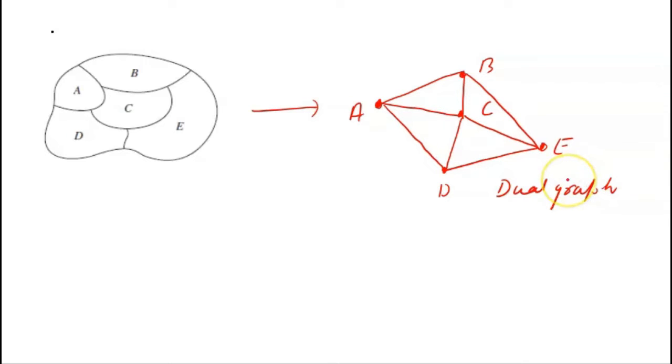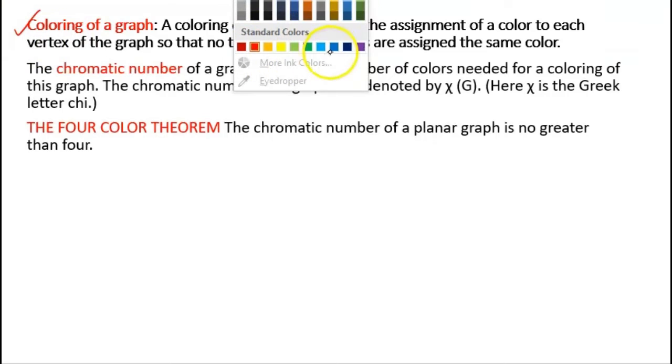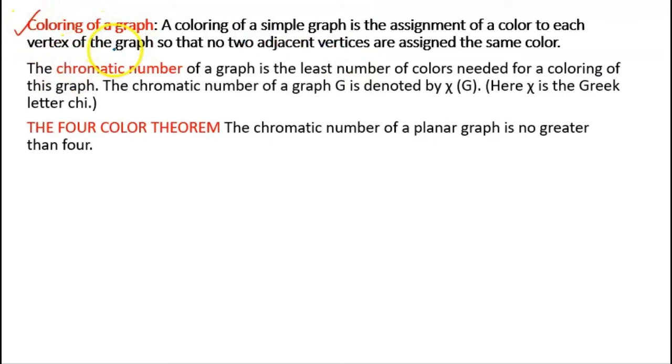So this is the first part of this video, that how to represent a map through the dual graph. Now moving forward, let us understand what I mean by coloring of a graph. And let me change the color, because in here I am using the red. So what do you mean by coloring of a graph? A coloring of a simple graph is the assignment of color to each vertex of the graph so that no two adjacent vertices are assigned the same color. So we color the vertices in such a way that no two adjacent vertices are assigned the same color, right?